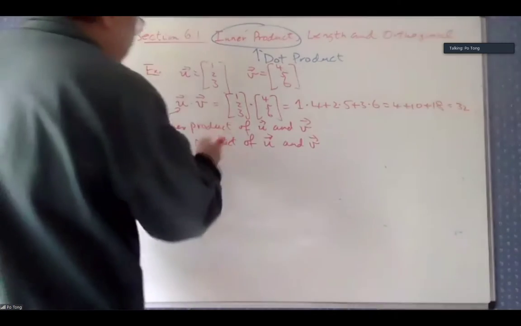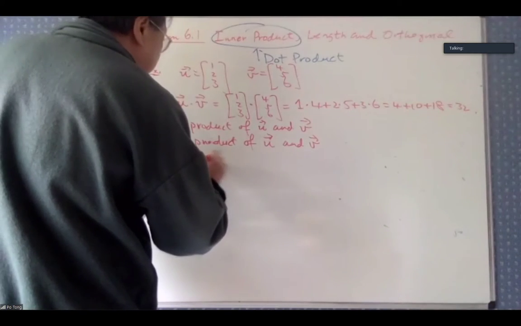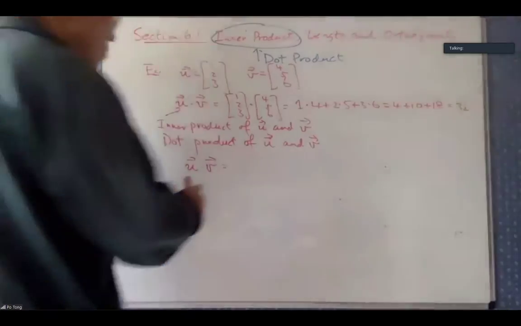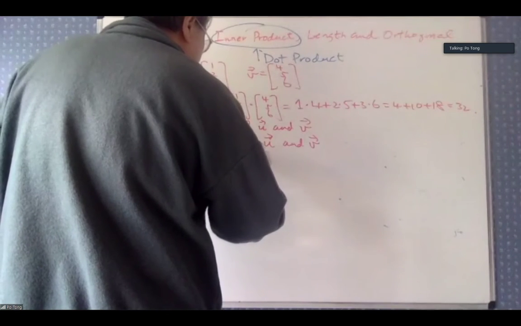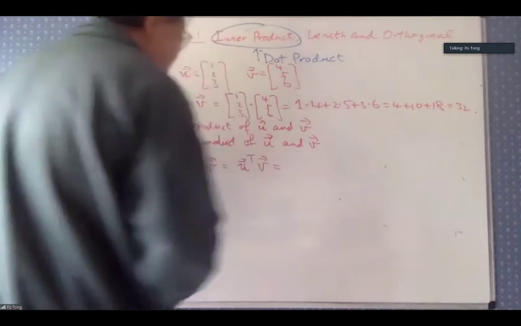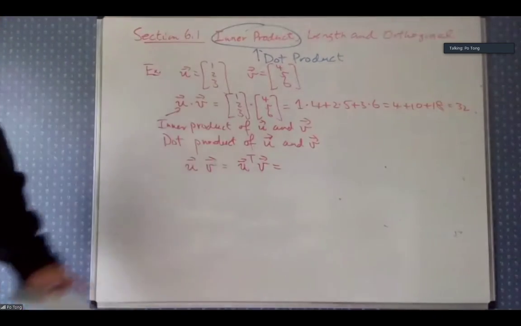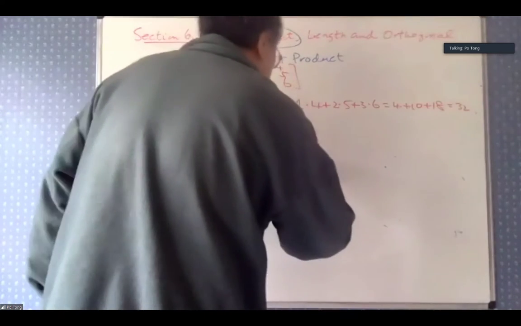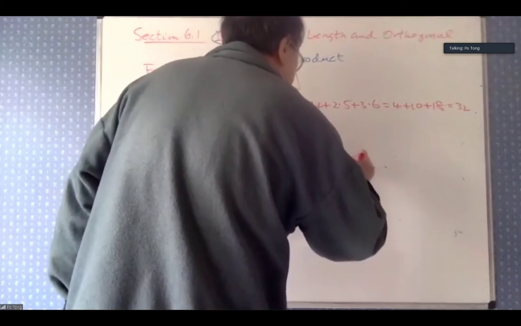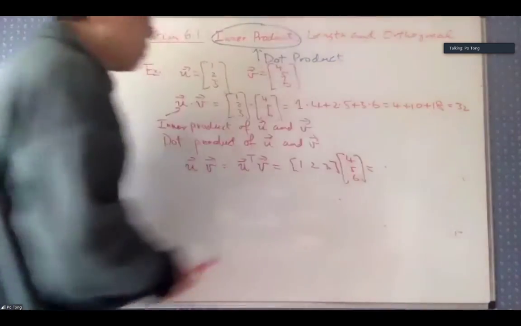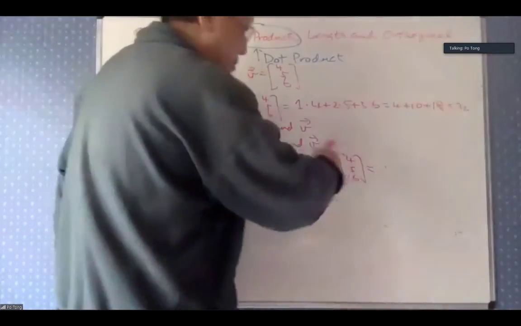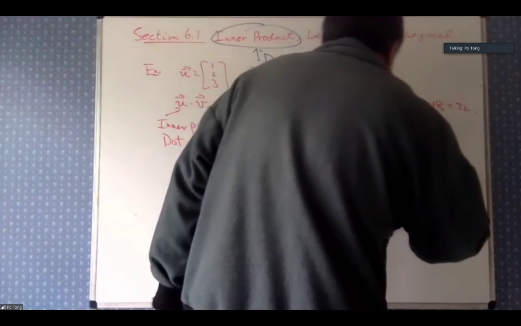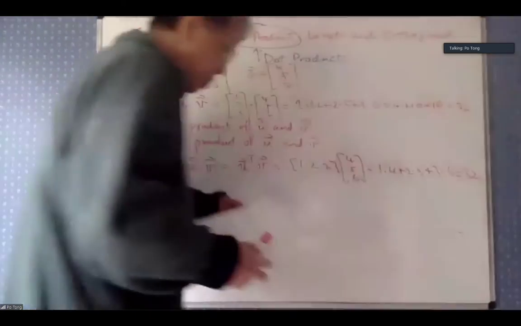Another way to think about this is in matrix notation. In matrix notation, it's U transpose times V. Now this is a matrix multiplication. Once I write it like this, this will become the row 1, 2, 3 times the column 4, 5, 6, and this will be matrix multiplication. So it will be 1 times 4, 2 times 5, 3 times 6.